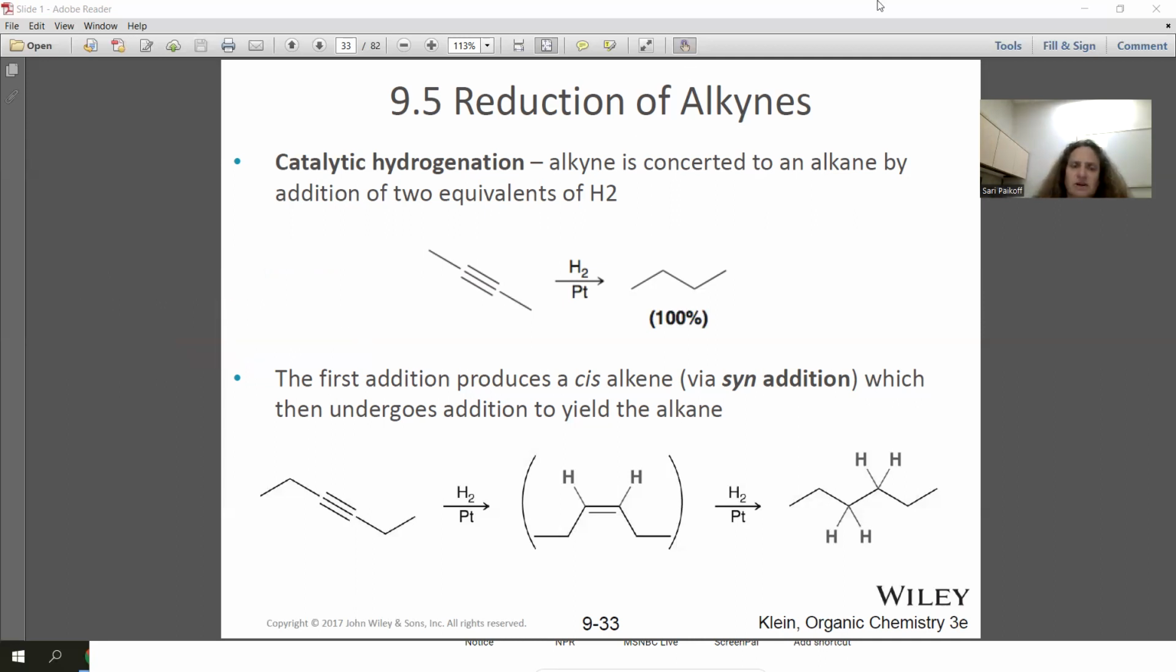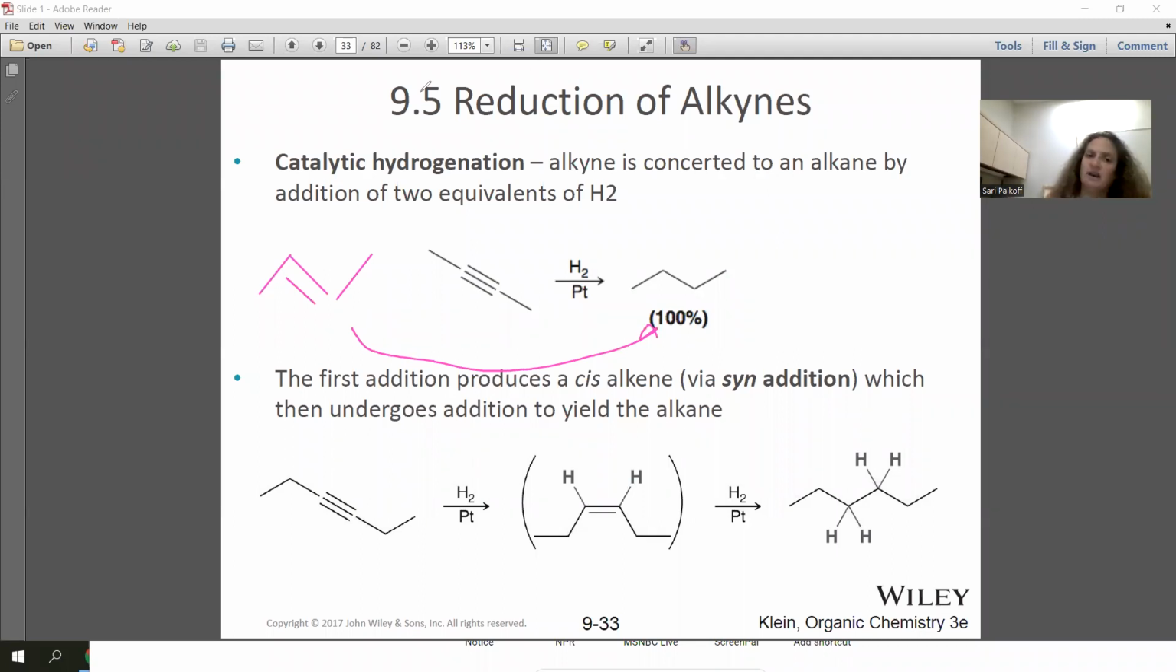So when we're adding hydrogen, if you remember with an alkene, let me draw the alkene that would be analogous to this. It doesn't really matter if I'm looking at a cis or a trans. And then here, if I add the hydrogen, I would get this product.